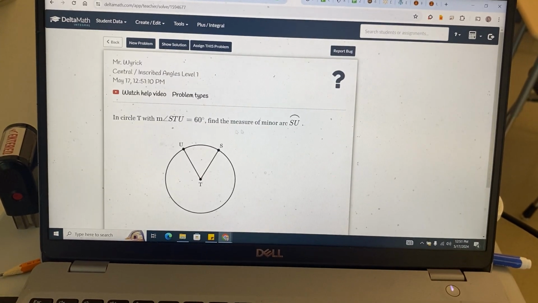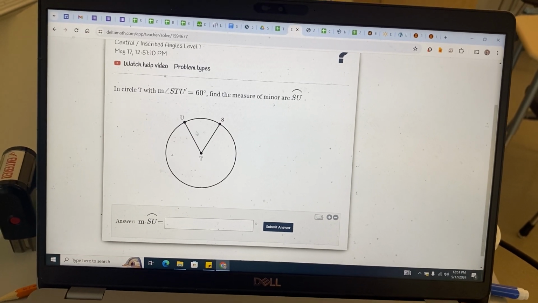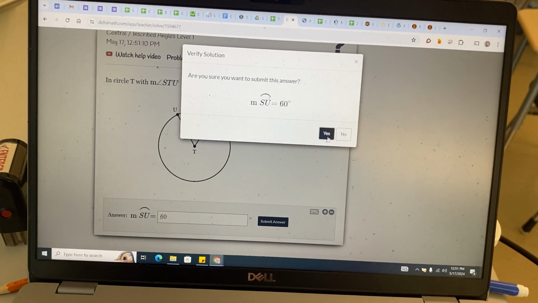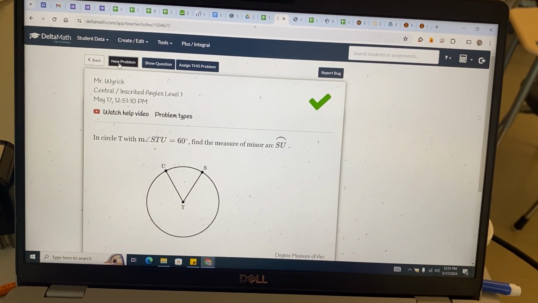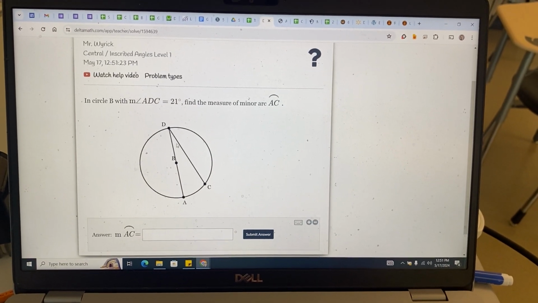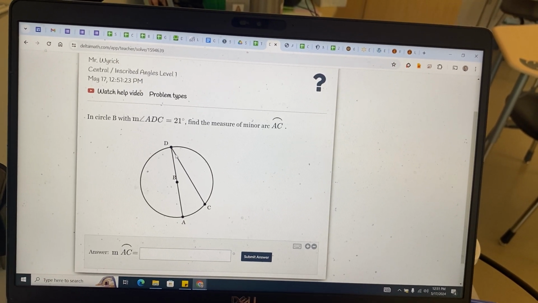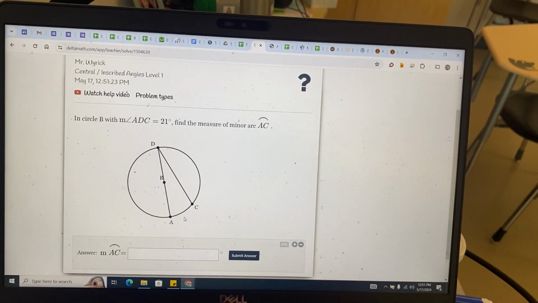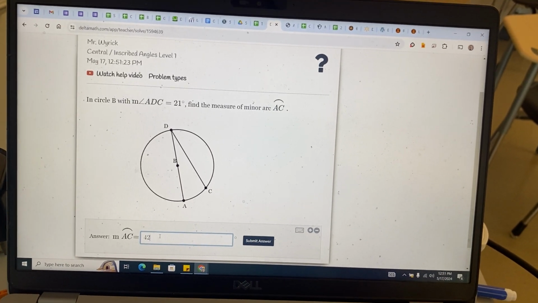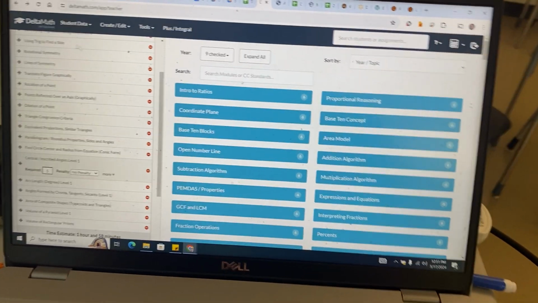The central and inscribed angles. When it's a central angle, the arc and the angle are equal, so this is just 60. When it's an inscribed angle, if I can find an inscribed angle, the arc is going to be double what the angle is, or the angle is going to be half of the arc. So in this case, my angle is 21, my arc is going to be double that, which is 42. You just have to make sure you know which direction you're going.